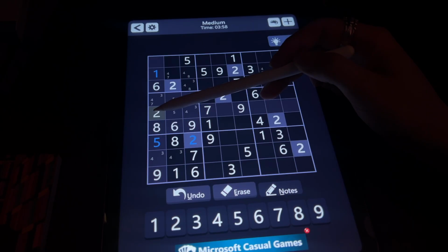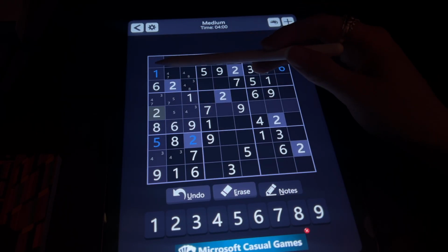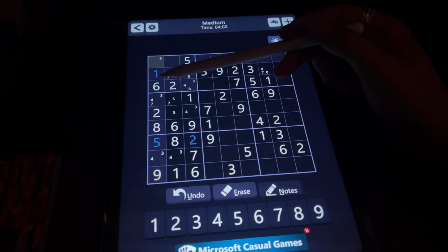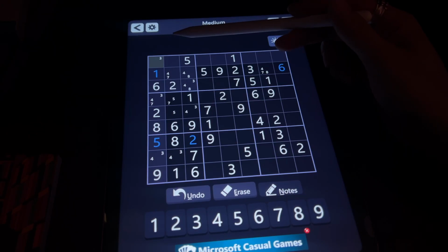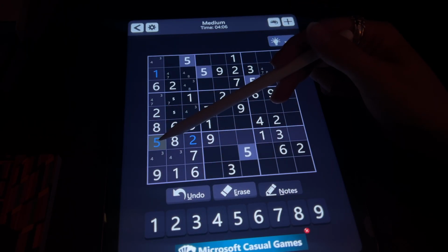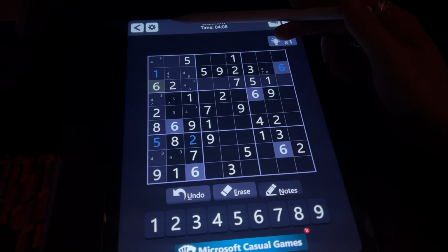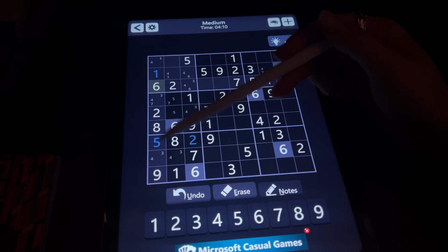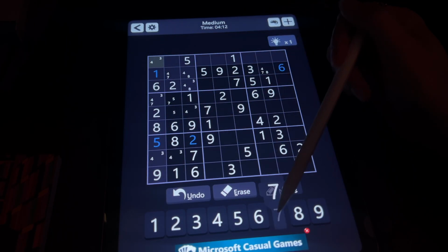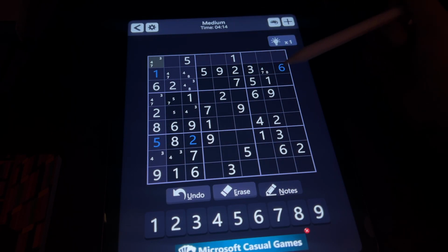1, 2, again we need a 3, the 3 could also go up here, and the 4 could go up here, the 5's there, 6, 7 can go here. Okay.